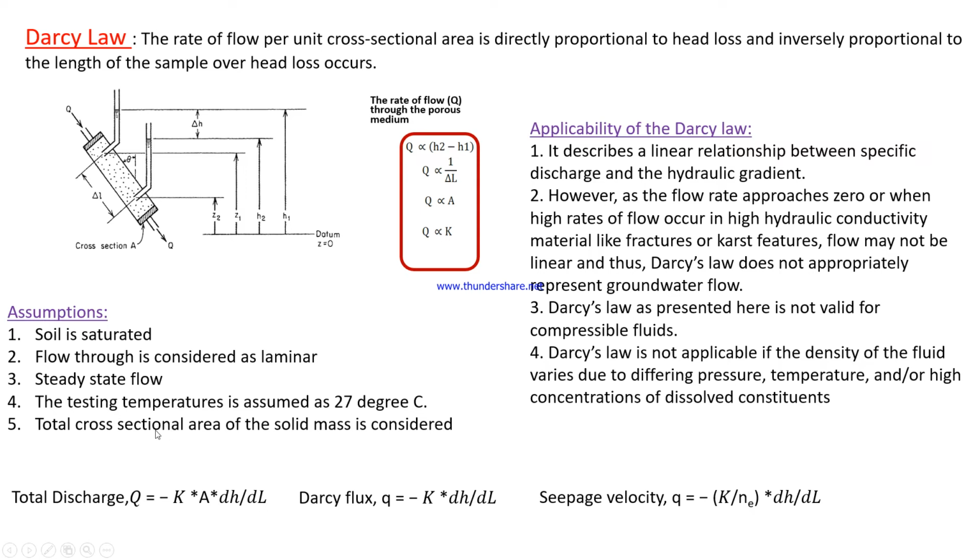Steady state flow, and the total is considered. This is the total discharge: Q is equal to minus k into dh by dl into area, where the velocity is the Darcy flux, q equals minus k into dh by dl. The seepage velocity is minus k by Ne, where Ne is the effective porosity, into dh by dl.